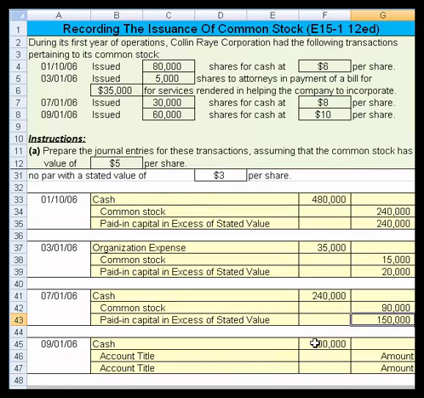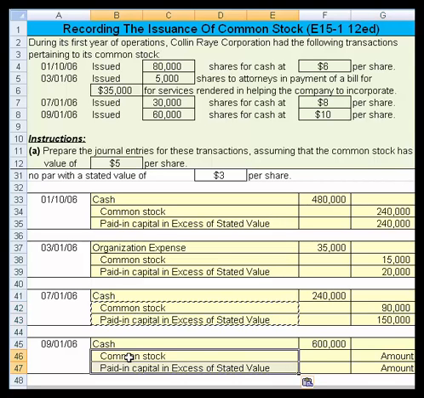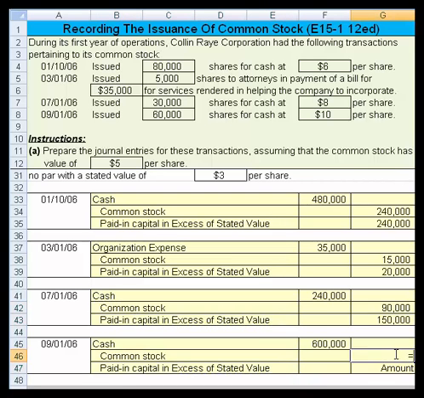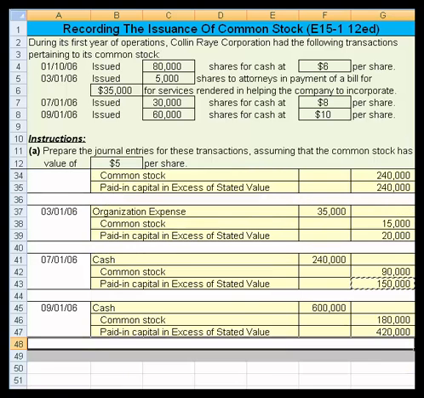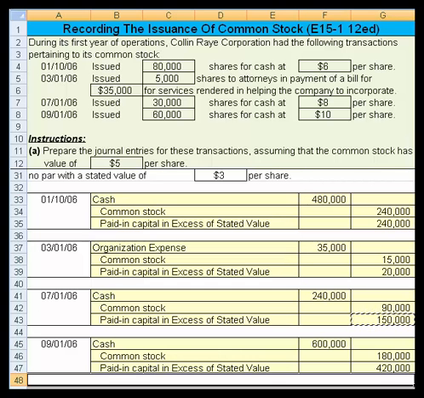And on 9/1, we've got the same kind of events going on. We've got 60,000 shares sold at a stated value of $3. I'll just copy that formula. And we've got 420,000 showing in paid-in capital in excess of stated value. And that takes care of Part B. And that's all there is to this one. Thanks, everybody.